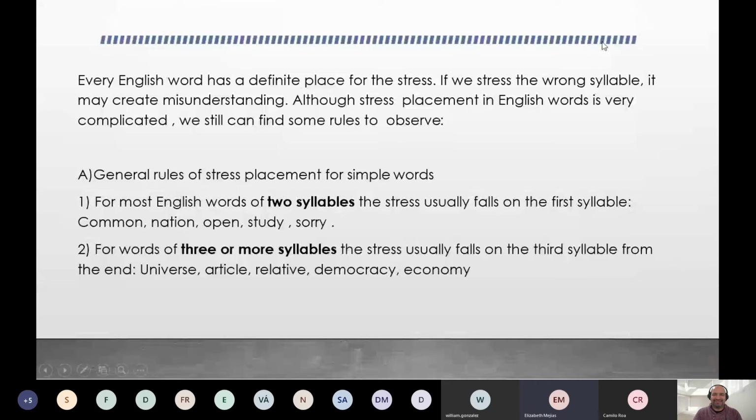For words of 3 or more syllables, the stress usually falls on the third syllable from the end. Universe, article, relative, democracy, and economy.